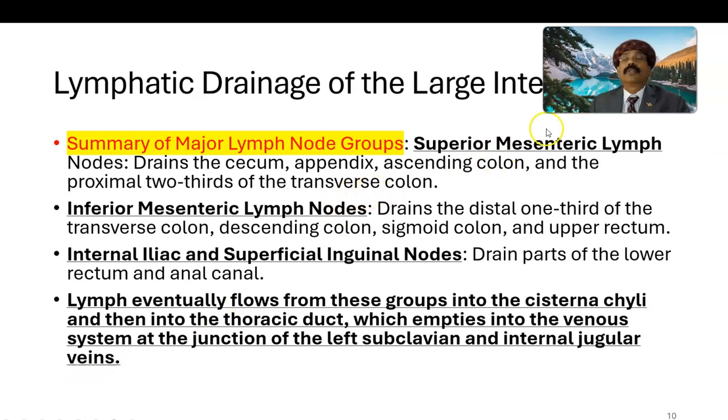Okay, so let us go to the summary. The superior mesenteric lymph node drains the cecum, appendix, ascending colon, and the proximal two-thirds of the transverse colon. The inferior mesenteric lymph node drains the distal one-third of the transverse colon, descending colon, sigmoid colon, and upper rectum. Internal iliac and superficial inguinal lymph nodes drain part of the lower rectum and anal canal. Lymph eventually flows from these groups into the cisterna chyli, then into the thoracic duct, which empties into the venous system at the junction of the left subclavian and left internal jugular vein.